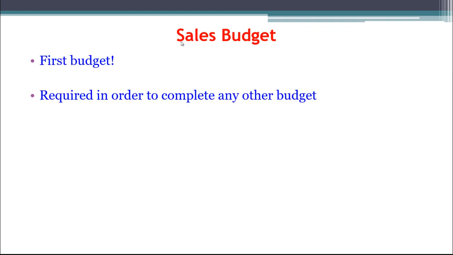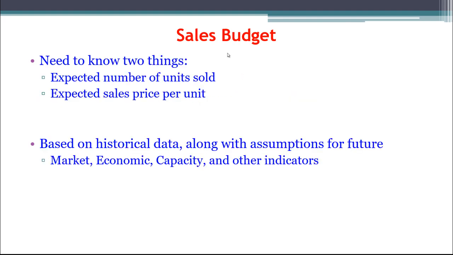So the first budget we're going to be dealing with is the sales budget. And we saw that in the illustration. It's the first budget because you really can't do anything without that. You can't start any other budget without knowing how many units you're going to sell. That drives the sales revenue and the cash collection. That drives the production and all of the costs related to that. So you just can't do anything without the sales budget.